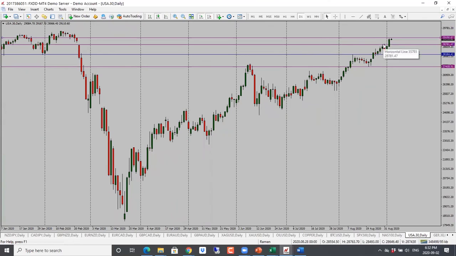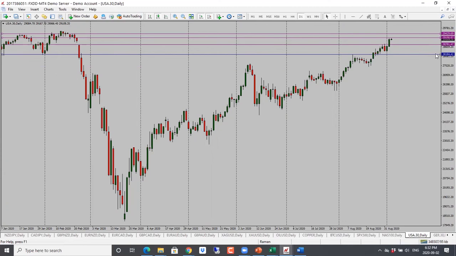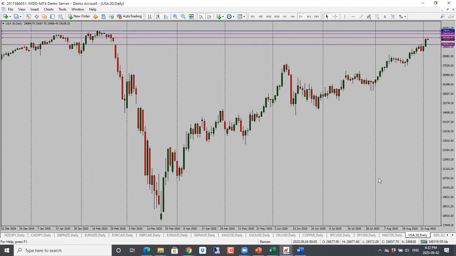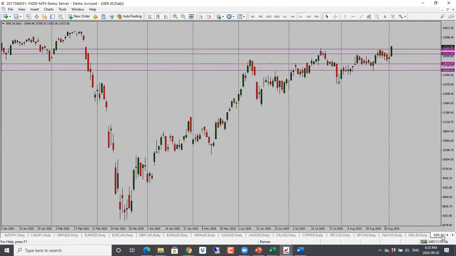Dow Jones broke through the resistance level here. We are back into this support resistance level, still looking bullish here. Next target is 29,430 and then 29,600. So bullish bias here for Dow Jones.